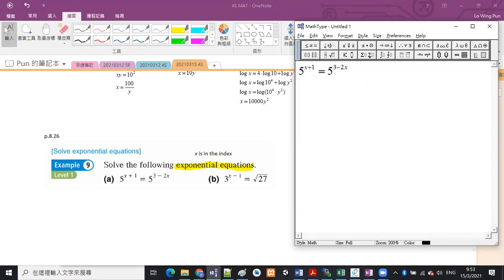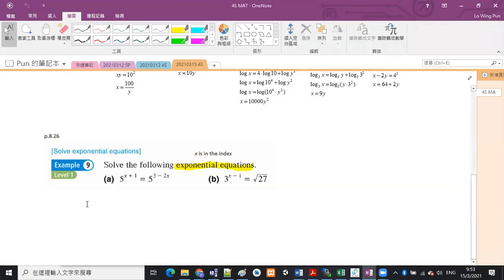3 minus 2x. If both left-hand side and right-hand side are just one power of one number, 而嗰個數即係個 base number 係一樣嘅話, OK, if the base number from both sides are exactly the same, then we may just remove the base, just write down the index are equal. 即係5嘅次方等於5嘅次方，咁嗰兩個次方自然會相等。And then this is a simple equation. So 3x is equal to 2. So x is 2 over 3. Okay, so that is part A.